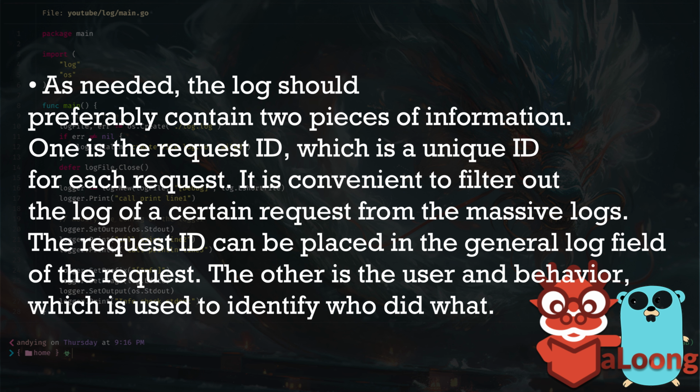One is the request ID, which is a unique ID for each request. It is convenient to filter out the log of a certain request from the mass of logs. The request ID can be placed in the general log field of the request. The other is the user and behavior, which is used to identify who did what.